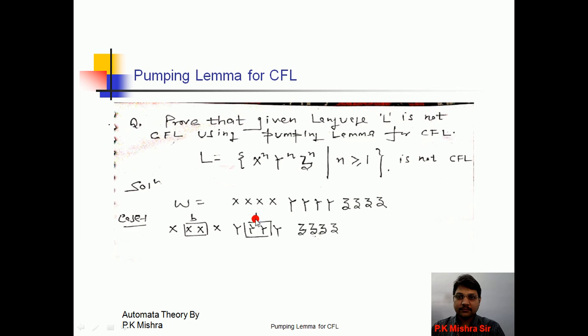Now divide the string into 5 parts A, B, C, D, E. Suppose I am taking the second x and third x as B, and the first x is A, the second and third y is D, and the fourth y and all z as E. I have divided in such a way that the first x is A, the second and third x is B, the last x and first y is C, the second and third y is D, and the last y and all z are E. Now pump B and pump D.